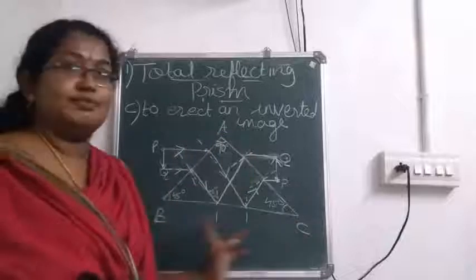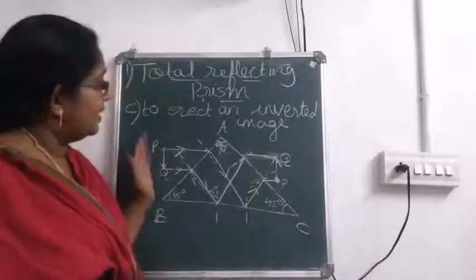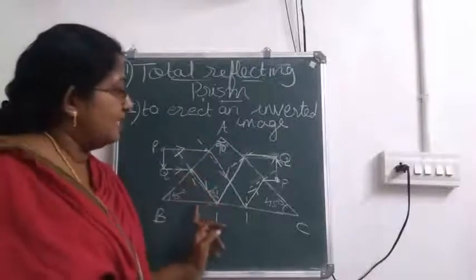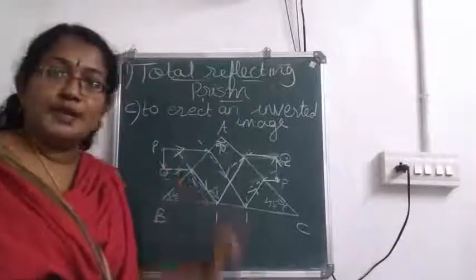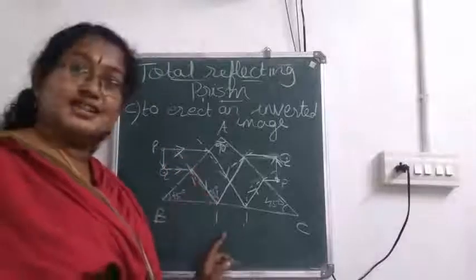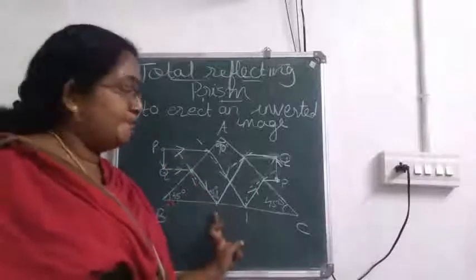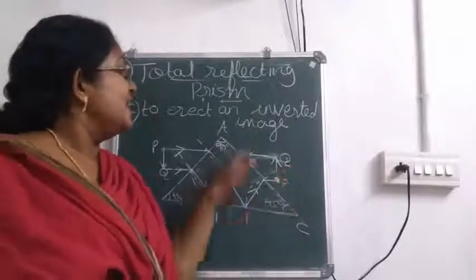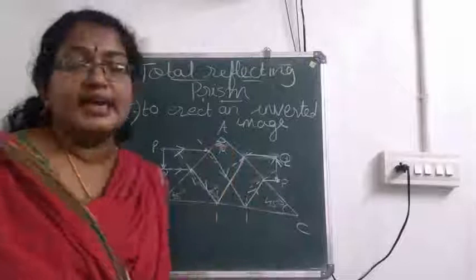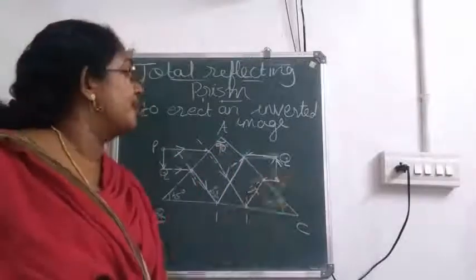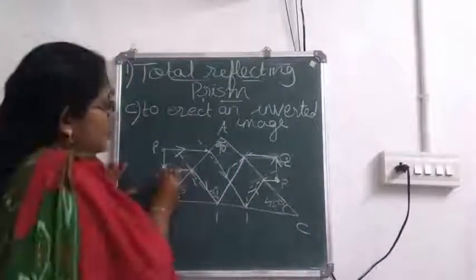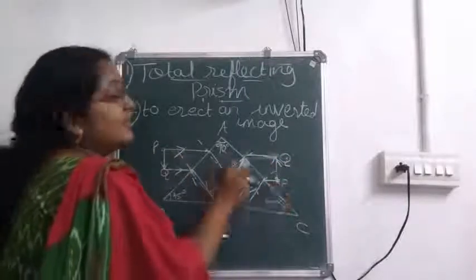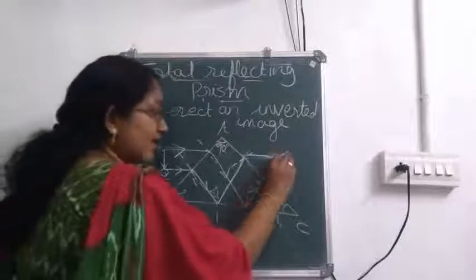First we keep the total reflecting prism. Then we keep the object. Light rays should come from the object. Since it is oblique incidence, the ray bends towards the normal. Then it hits the base, where it undergoes total internal reflection. Then on the face AC, again it gets refracted and you will get the erected image. The ray drawn from Q' should go upward and the ray from P' should go downward. Then only you will get the image as erected.